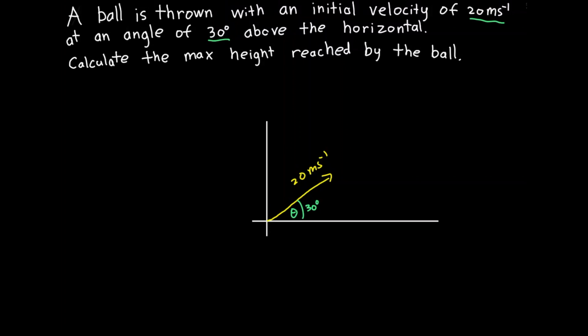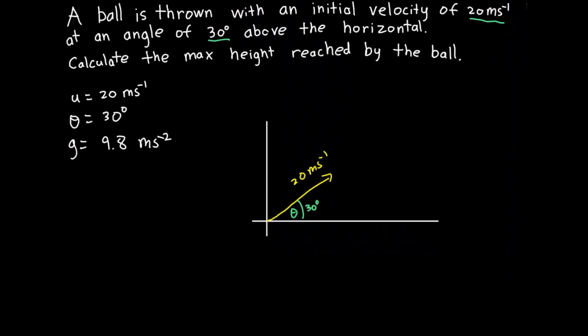Now our next step is to write down what our knowns are. So we have the initial velocity u, which is equal to 20 meters per second. We have our angle theta, which is equal to 30 degrees. And we also have the value for gravity, g, which is 9.8 meters per second squared.